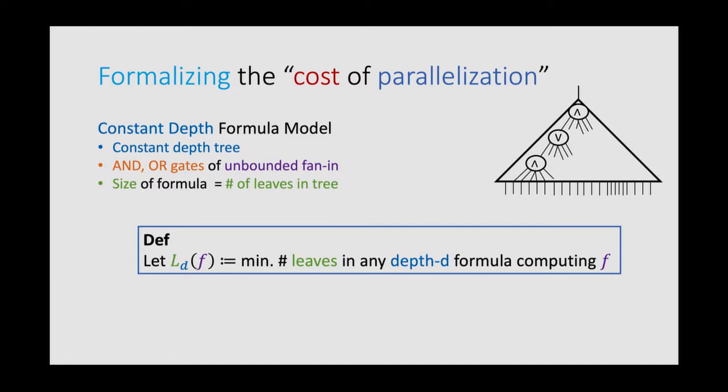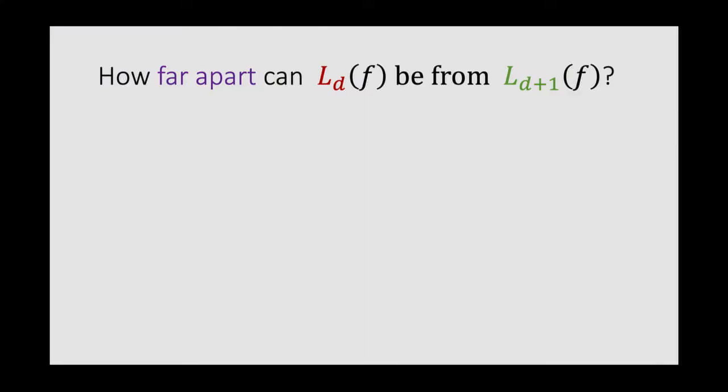And now we can formalize the cost of parallelization by asking the following question. You have a function f. How far apart can L sub d of f and L sub d plus 1 of f be? What is the difference between the complexity of computing this function at depth d versus d plus 1? Okay. Does everything make sense? Hopefully. Cool. All right. So we have this question. How far apart can L sub d of f and L sub d plus 1 of f be? What do we know about this question?